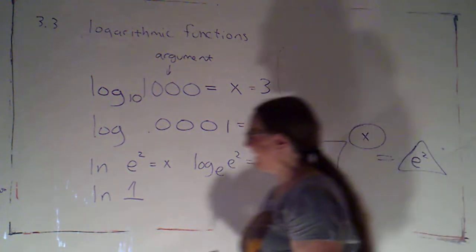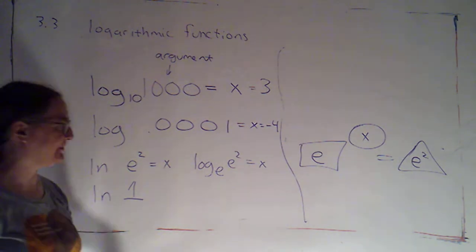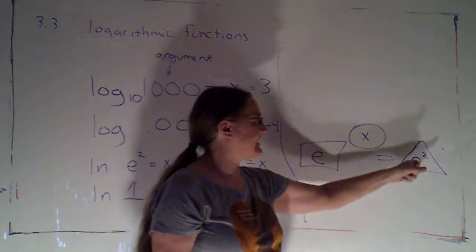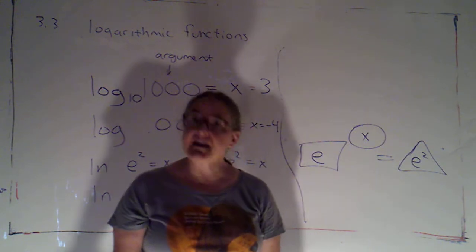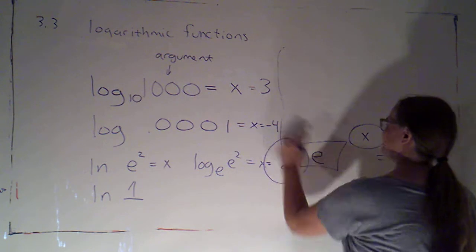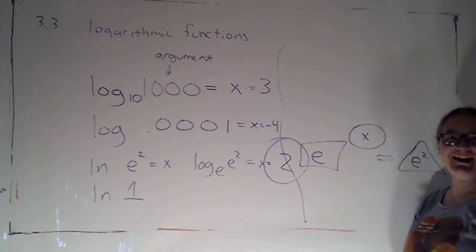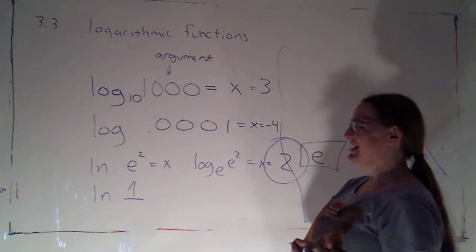Wow! This problem looked a little intimidating at first, but now it looks pretty simple. e to what number is the same as e squared? I'm thinking x is 2. Okay? So once you rewrite it, it actually becomes kind of nice. So don't be too intimidated by this.